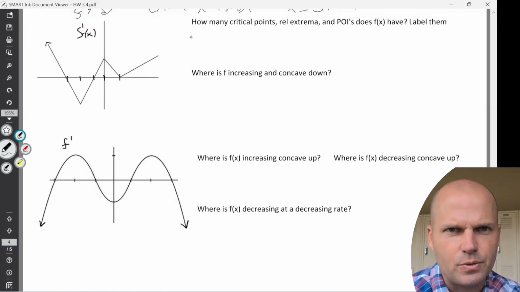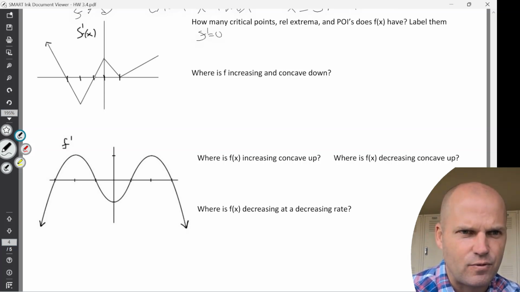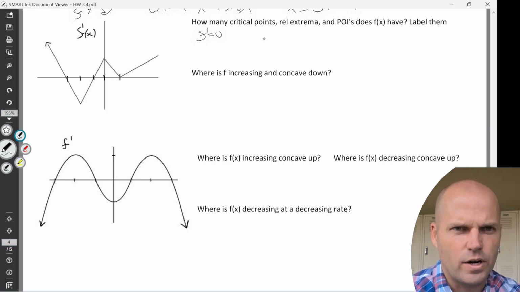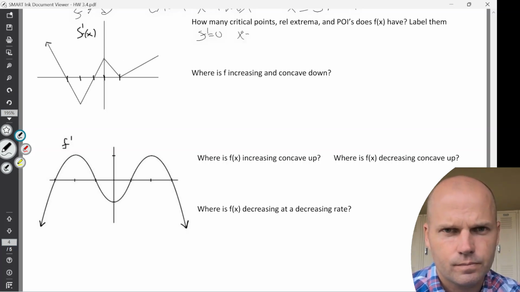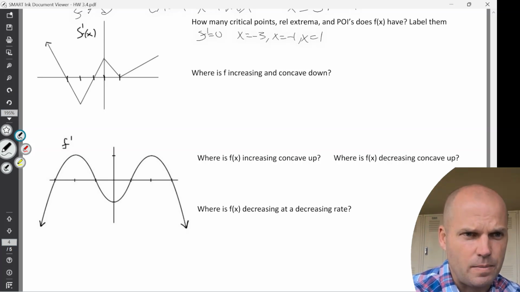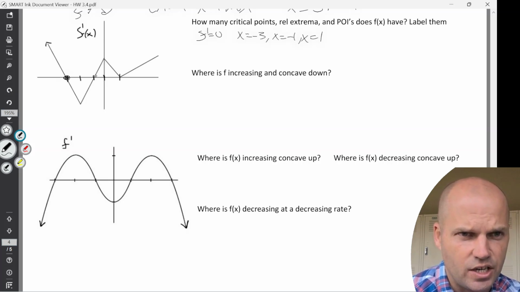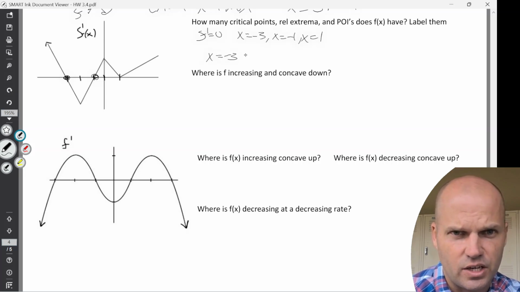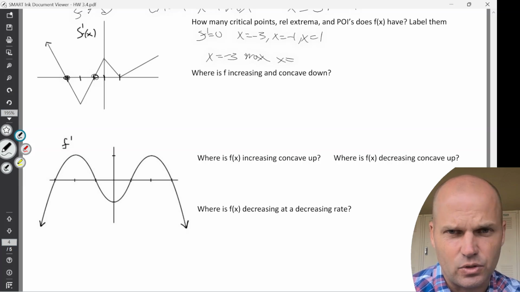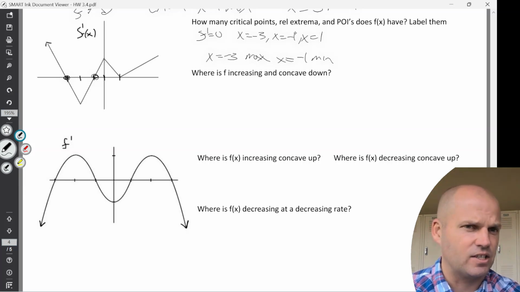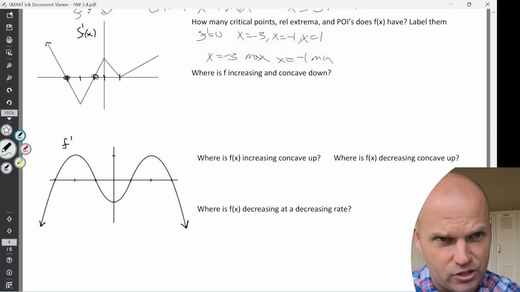How many critical points do we have? Critical points are when the derivative is 0 or undefined. I got -3, -1, and 1. So 3. How many extrema? Well, that's when our f prime is going to change signs. We change signs here and here. So we'd say x equals -3 is the location of a max. X equals -1 is the location of a min. X equals 1 is a critical point that is not an extrema.